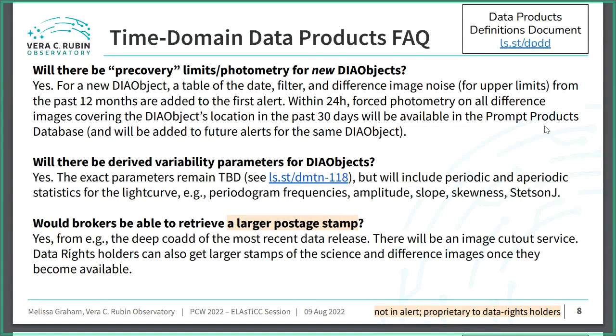And that's for data rights holders, right, because it's the two-year proprietary period. That image cutout service, I don't know what the maximum is going to be, but about the size of a patch or at least a single CCD. So data rights holders can get those larger stamps of the science and difference images once they become available during the prompt time, which we heard earlier today. I think Bob said that's currently at 80 hours. Who was in the multi-messenger? It was 80, right, that he said right now? Yeah. And I'll just stop there and take more questions if there are any.